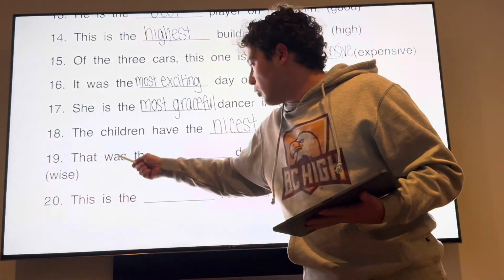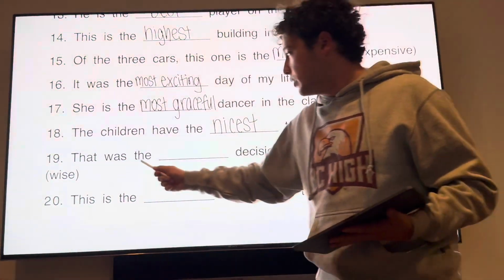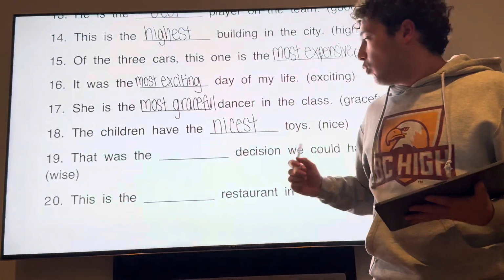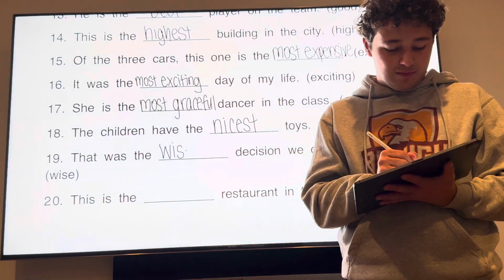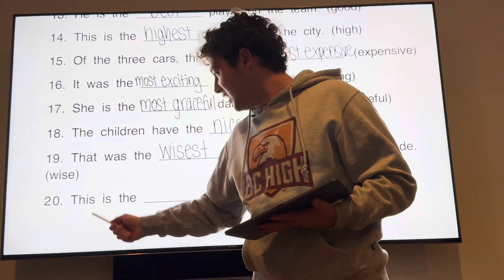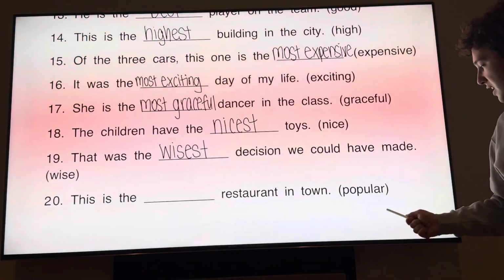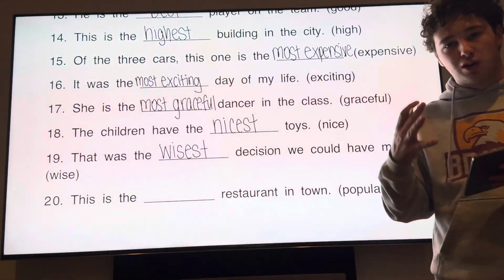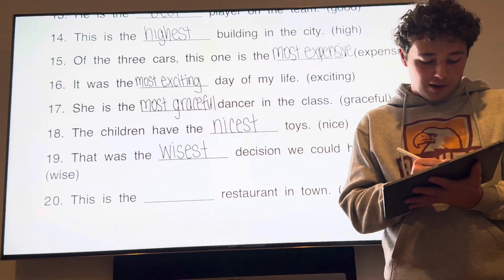19. That was the blank decision we could have made. The word they give you is wise. Wise is short, so you would say wisest. Last one is 20. This is the blank restaurant in town. The word they give is popular, and popular is long, so you would say the most popular.